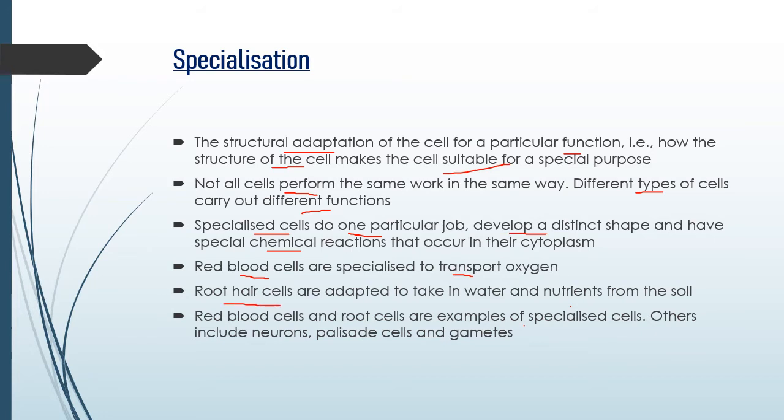The root cells are another example, which are adapted to take in water and nutrients from the soil. And lastly, red blood cells and the root cells are examples of specialized cells. Others include neurons, palisade cells, and gametes, which we are going to learn in detail in the following sections.